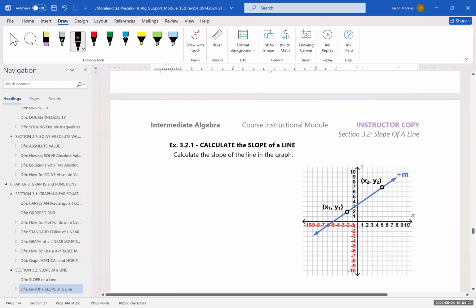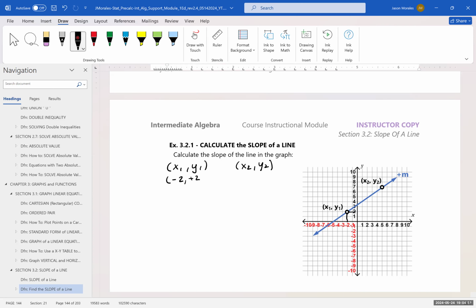Okay, so let's look at an actual example and calculate the slope of a line using our formula. First, let's write down x1, y1. That's going to be our first point, and x2, y2 is our second point. The first point that we have selected is the point -2, 2. And then our second point is at 5, 7.